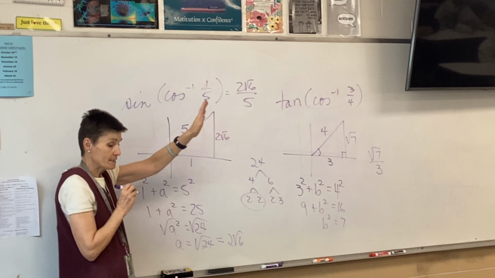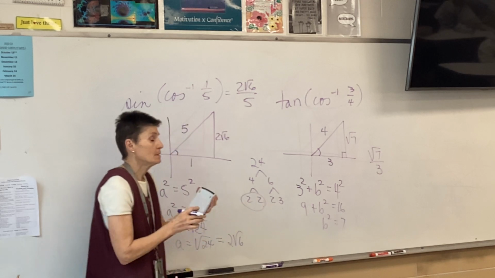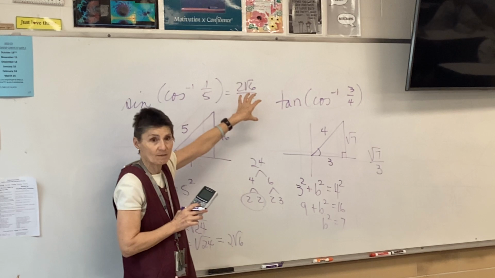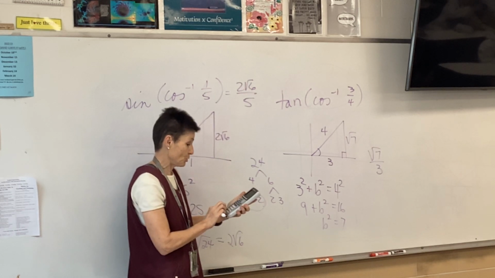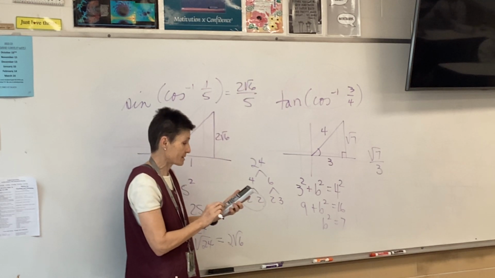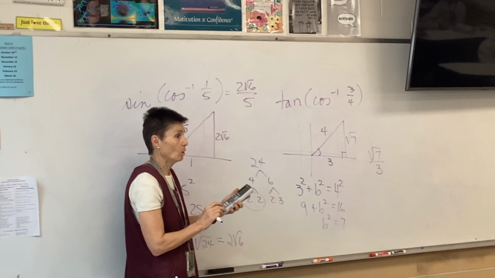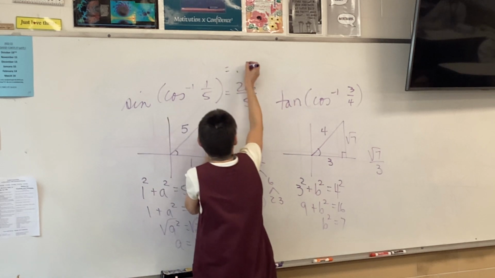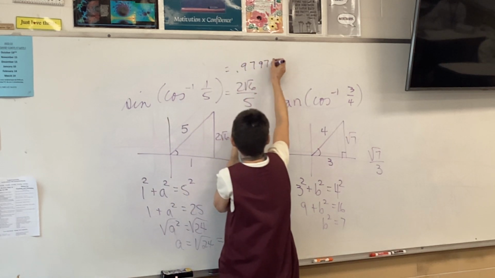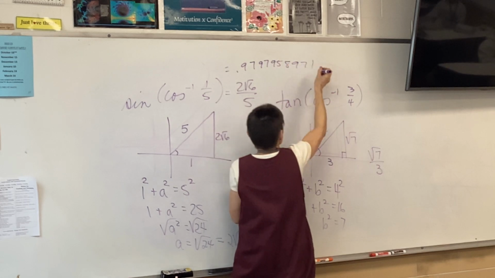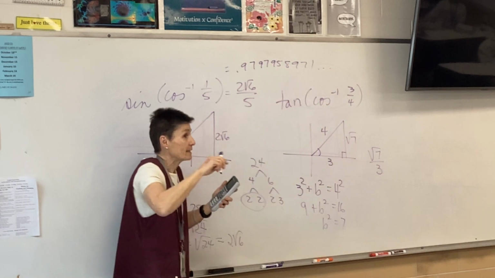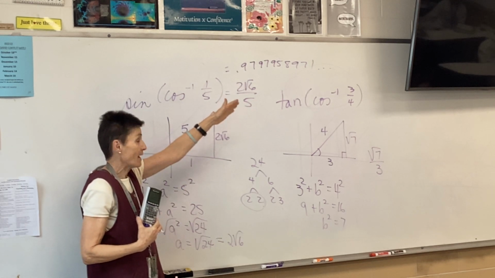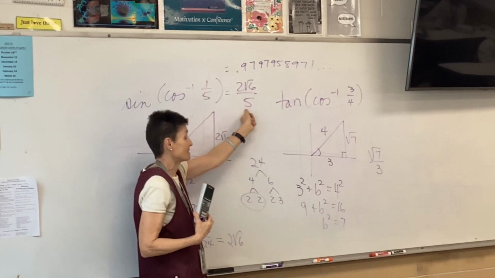Okay? Now, just for fun, I want you to type this in on your calculator so I know what decimal it is. So type 2 square root 6 equals divided by 5. Did you get 0.9797958971? Yep. And believe it or not, it keeps going. Your calculator ran out of room, but that keeps going. That is not an exact answer. This is the exact answer.